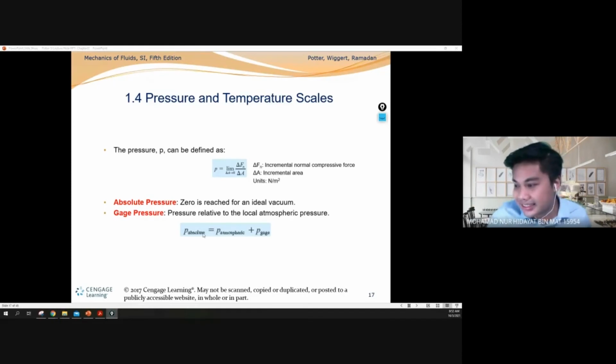Okay, so this is the equation, P absolute. If you want to calculate the absolute pressure, you have to add the atmospheric pressure plus the gauge pressure. The gauge pressure is the pressure for that particular molecule or substance. The atmospheric pressure, what is the value of the atmospheric pressure? Does anyone here know? Can you give me the answer?